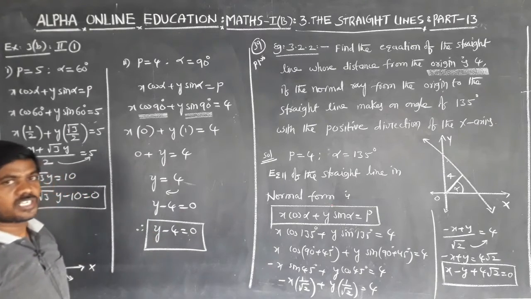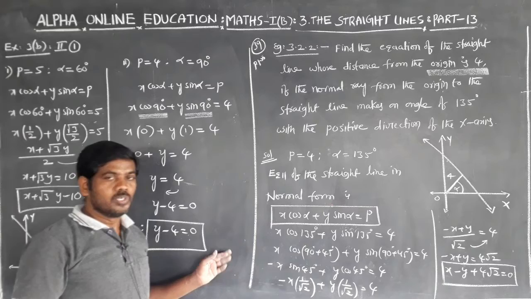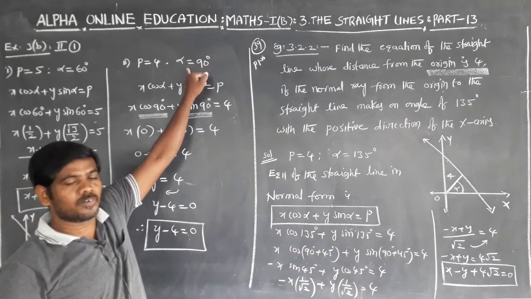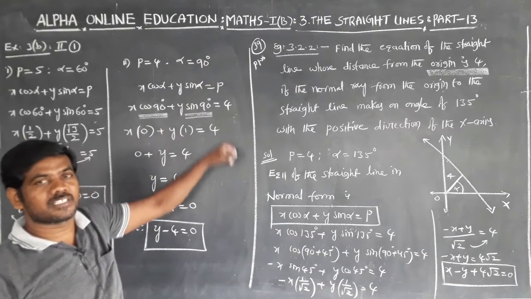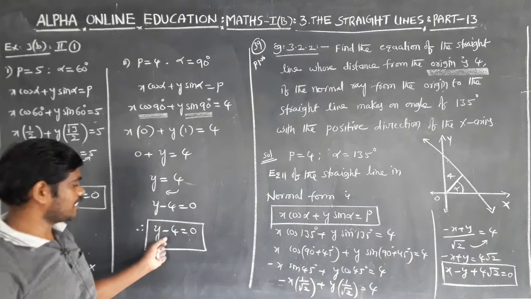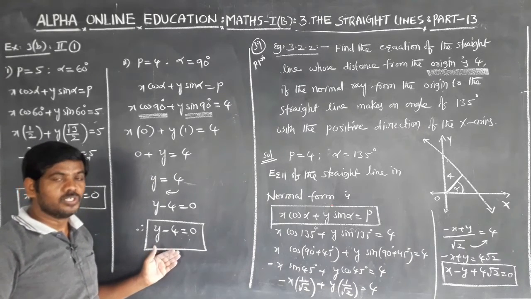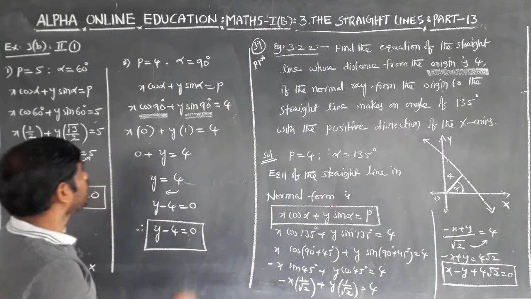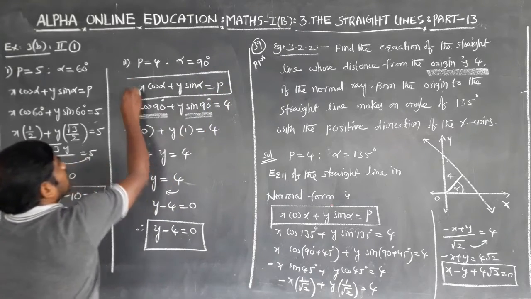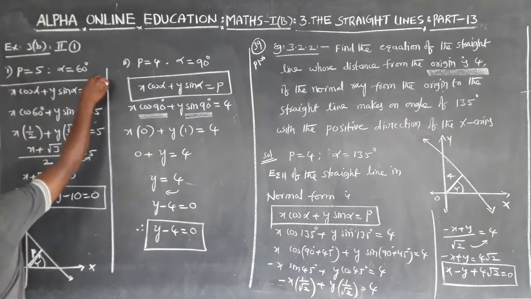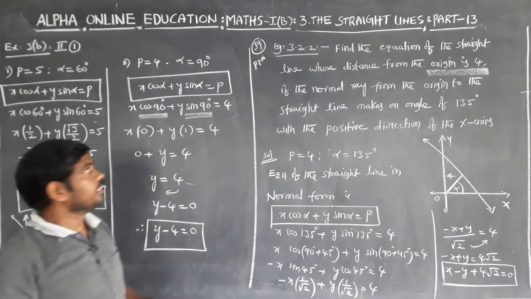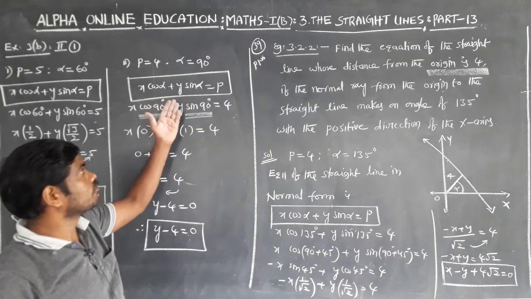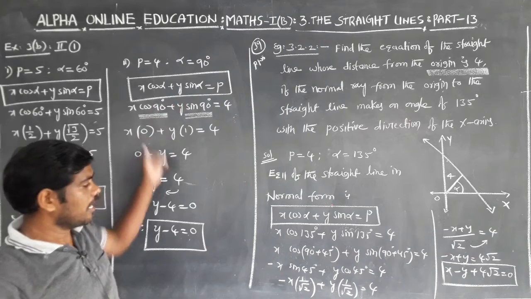This is the equation of the straight line in normal form, whose distance from origin is 4 and whose normal ray makes an angle alpha of 90 degrees with the positive x-axis, measured counterclockwise: y minus 4 is equal to 0. This is the process for finding the equation of the straight line in normal form. Given P and alpha values, substitute in the normal form equation x cos alpha plus y sin alpha is equal to P and simplify.